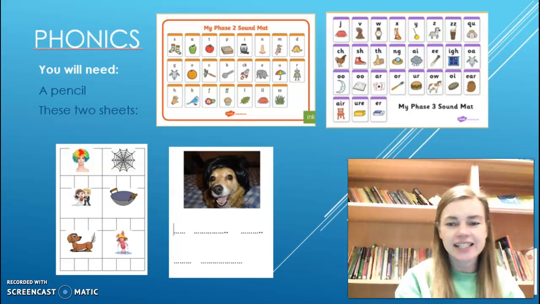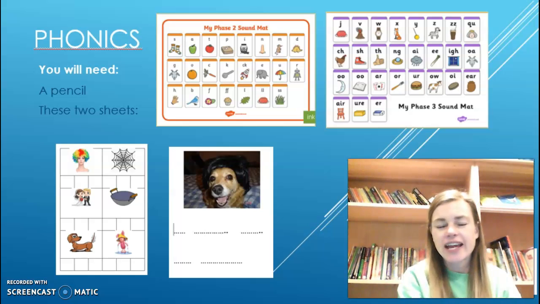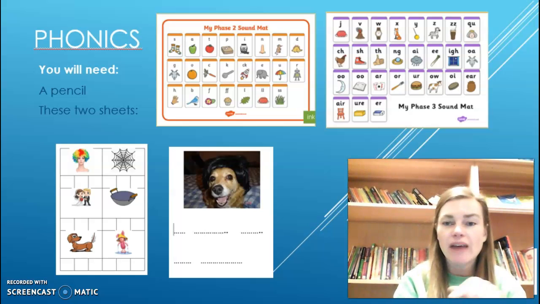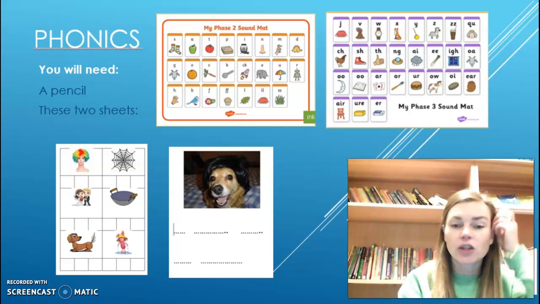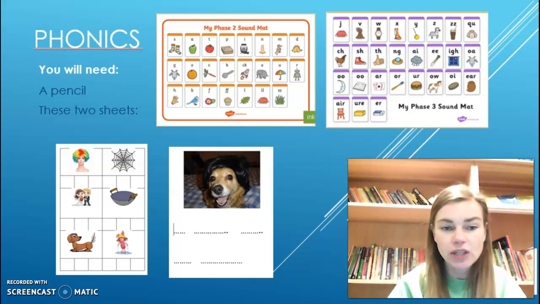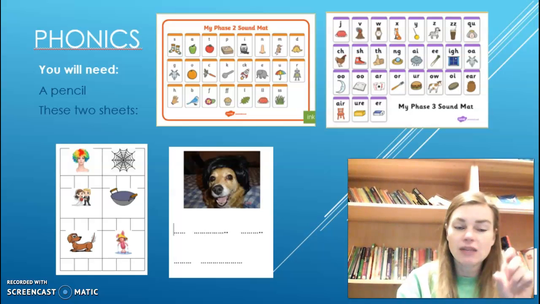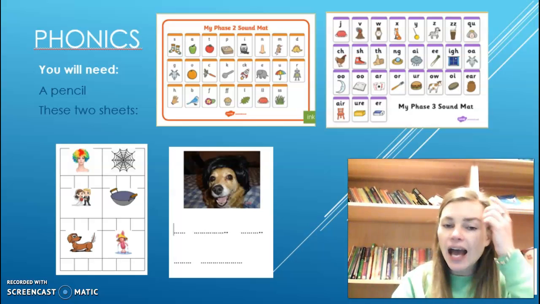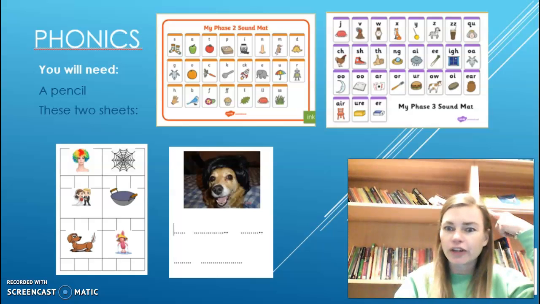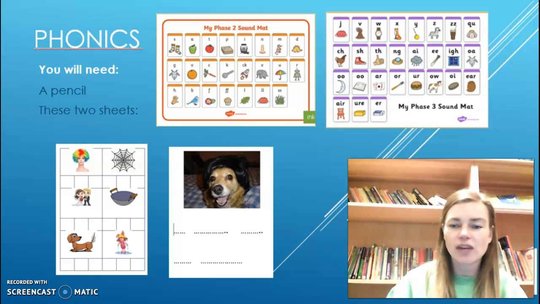For our phonics lesson today, you need lots of different things. You need your phase 2 and phase 3 sound maps that were in your packs. And you also need your sheet with pictures with phoneme frames underneath, and your sheet that has got the picture of a dog in a wig. So if you get those ready now and just pause me.